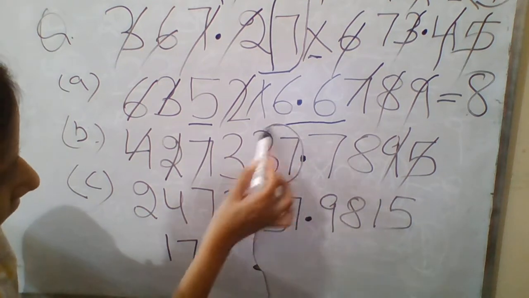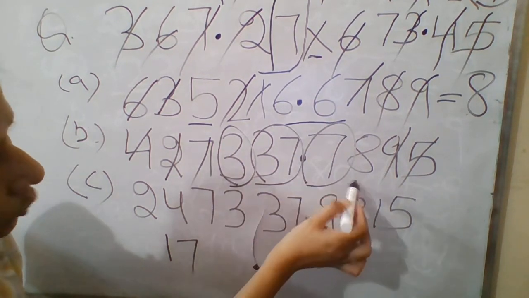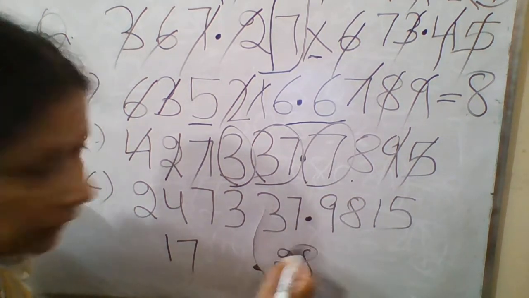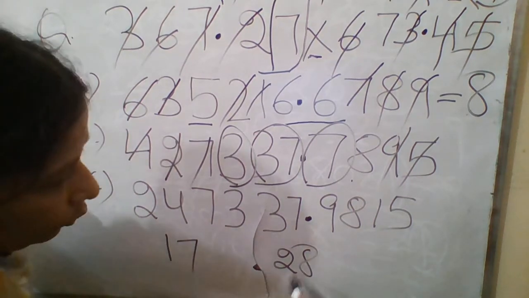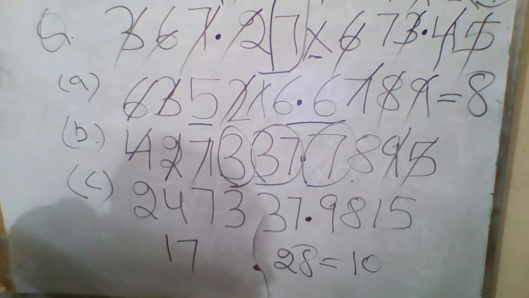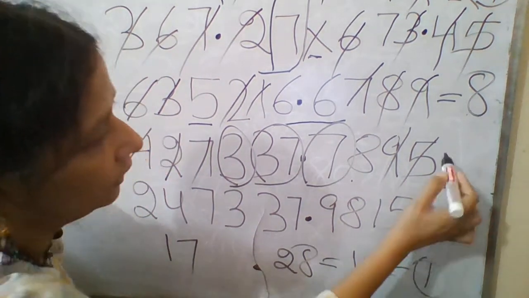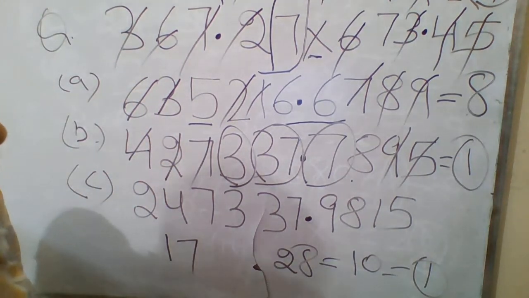This 7 plus 3 will be 10. Now 7 plus 3 will be 10. 20. 20 plus 8 is equal to 28. You will get 28 here. So when you add this, you will get 2 plus 8 is equal to 10. So again this is a double digit. Again you will add this, 1 plus 0. You know the digital root is 1 here. So what is the digital root here? You got the digital root 1 here.